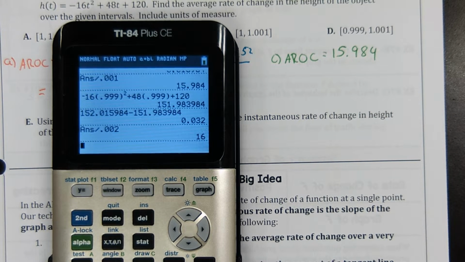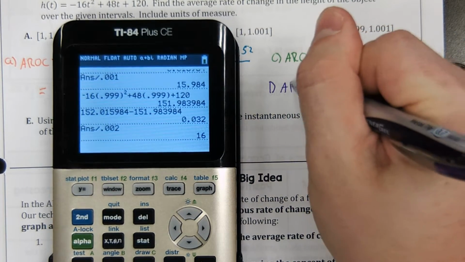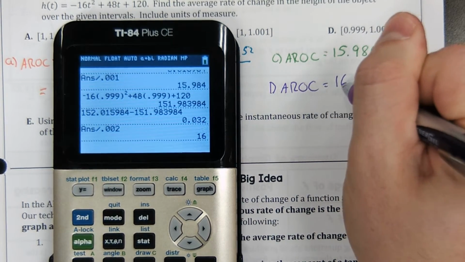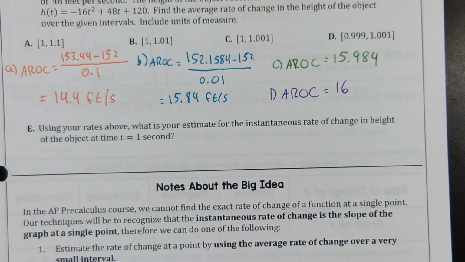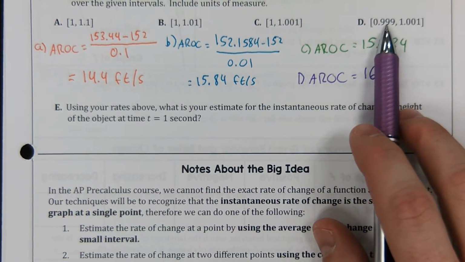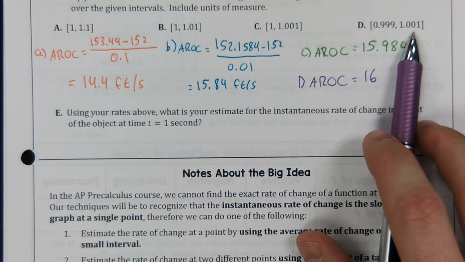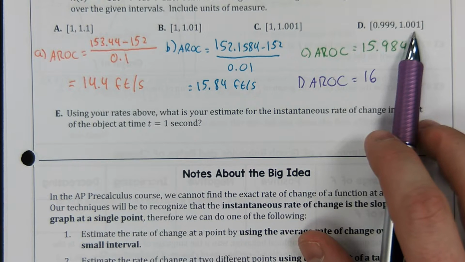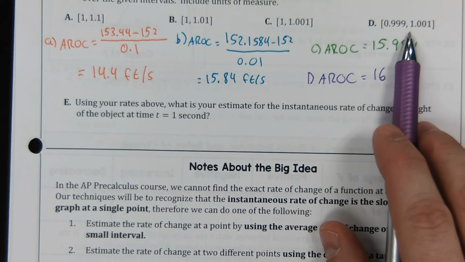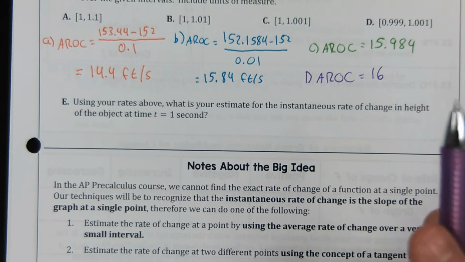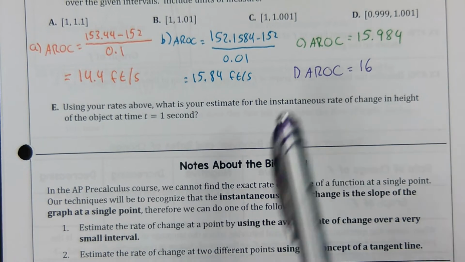Holy cow. Smack on 16. So what happened? What happened was we went immediately to the left of 1 and immediately to the right of 1 and found the average rate of change between these 2 points. But these 2 points are so close together that their average rate of change can be used to estimate the instantaneous rate of change at the point that's immediately between them. So using these rates above, what is your estimate for the instantaneous rate of change? Obviously 16.